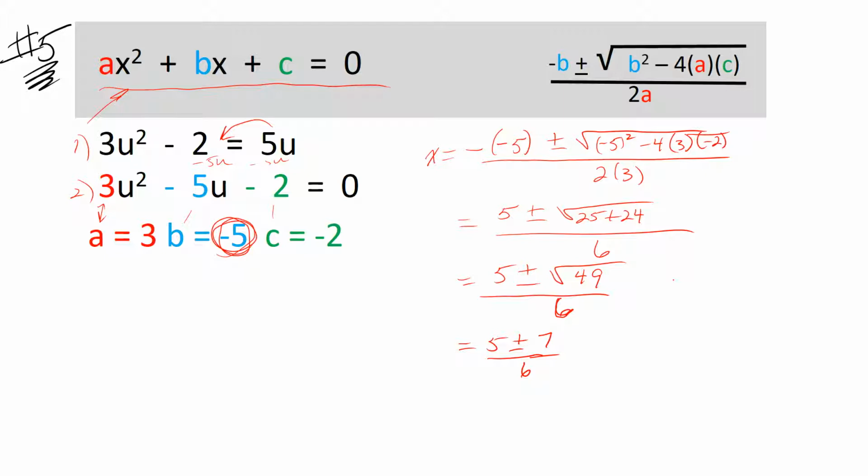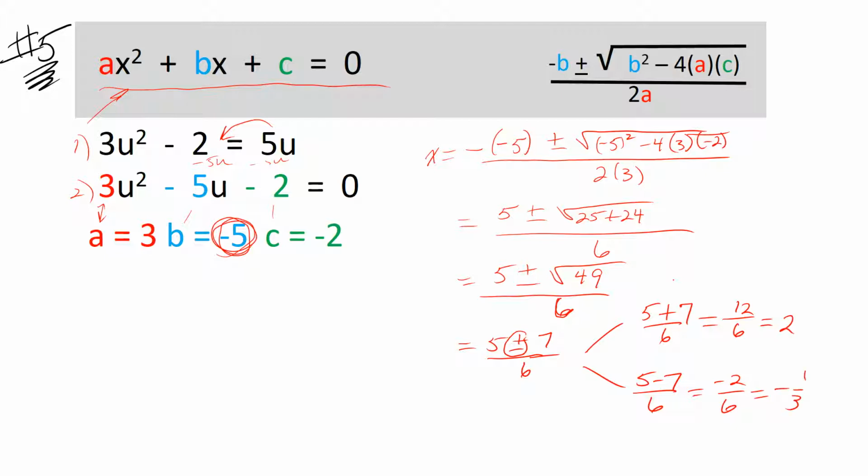All right, now this is where we split it up into 2. Remember, this plus and minus sign means you write this once with a plus, and then you write it with a minus. So this will branch off into 5 plus 7, and it will branch into 5 minus 7, both over 6. Don't forget that. So doing the top one, 5 plus 7 is 12 over 6, and we could simplify that as 2. On the bottom one, 5 minus 7 is negative 2 divided by 6. Negative 2 divided by 6 is a negative 1/3.